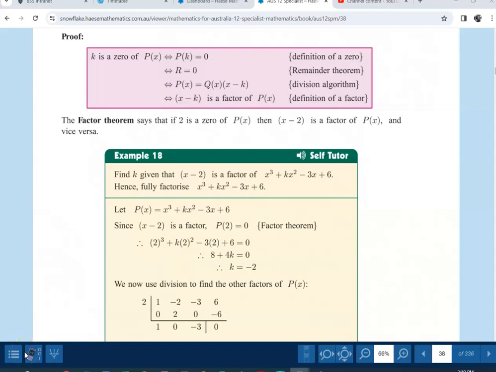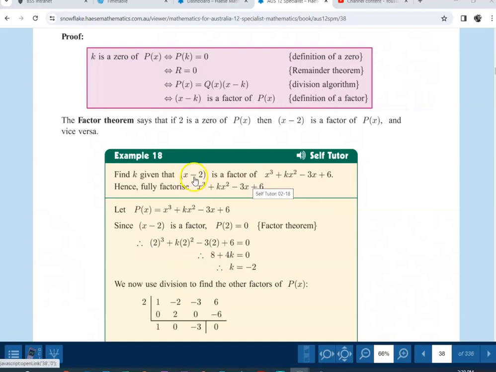But we're now moving on. We have a look. Find k, given that x take 2 is a factor. Now, I could scroll back up to the stuff we did with equating coefficients, and I would see a very similar question. But what they're asking you to do now is, I mean, they're not technically saying use synthetic division, but that is now an option for us.